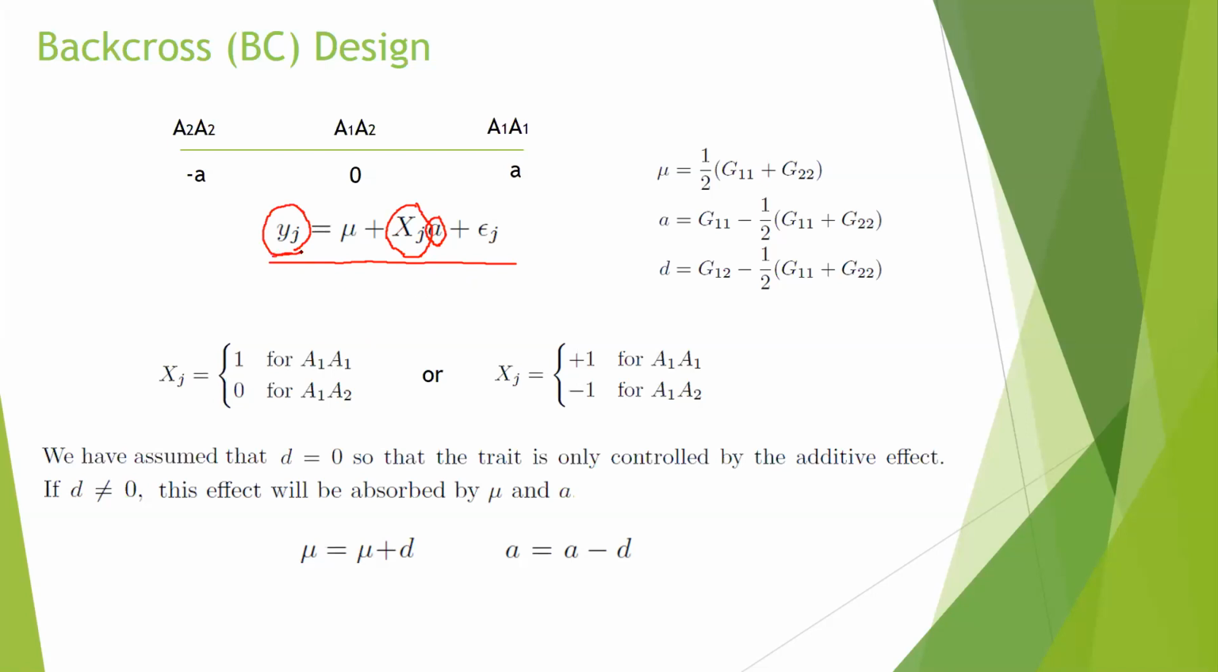So we have a y, we have an x variable. Here mu is the intercept, and the additive effect a is the slope. And then we can easily fit our model to do the analysis. So any questions here? Do you have any questions about this setting?